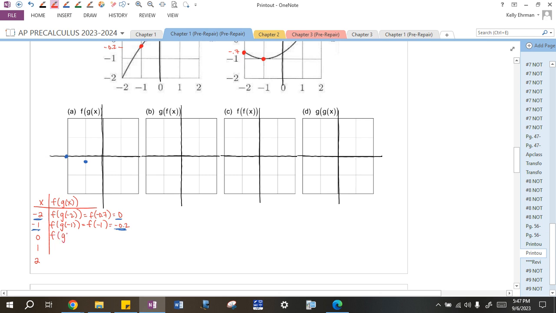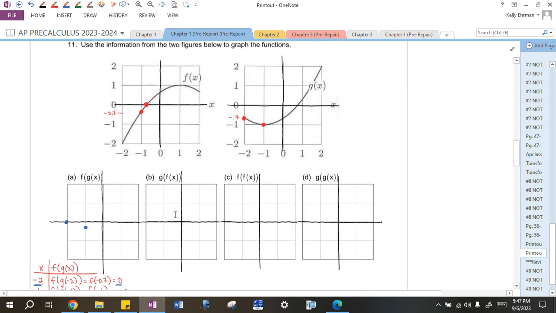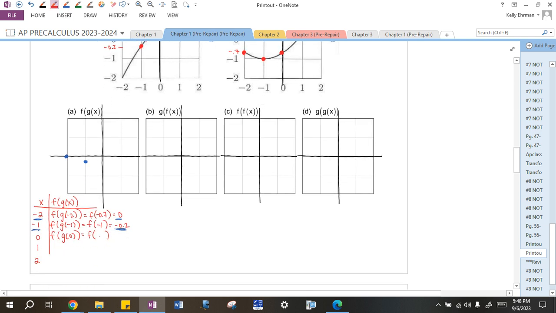f of g of 0. What does that mean? f of what? So what's g of 0? So when x is 0, where do we hit on the g graph? I'm going to call that the same height here. I'm going to say that's -0.7. And you can save yourself a little bit of work if you trust your first answer back here. I already said f of -0.7 is 0. So I can plot a point at 0, 0.